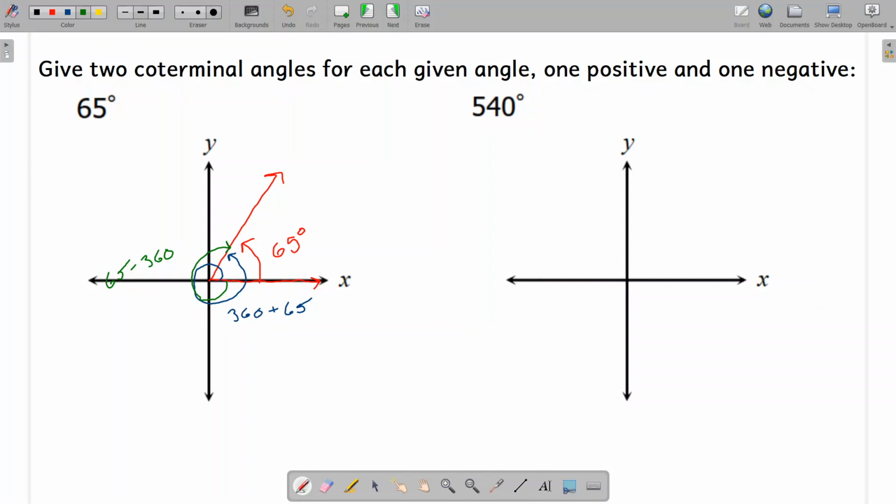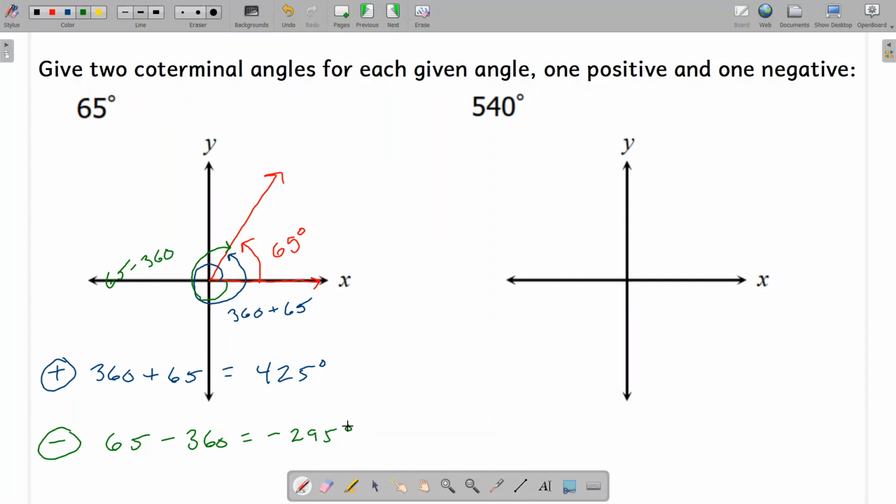So if you follow this general rule, you'll be able to get the positive and negative coterminal angles without even sketching this. To get your positive coterminal angle, you typically just do the 360 plus your original. So that would give us 425 degrees. And then usually to get your negative coterminal angle, you just take your original and subtract 360 degrees. So what would that give us here? That would give us negative 295 degrees.